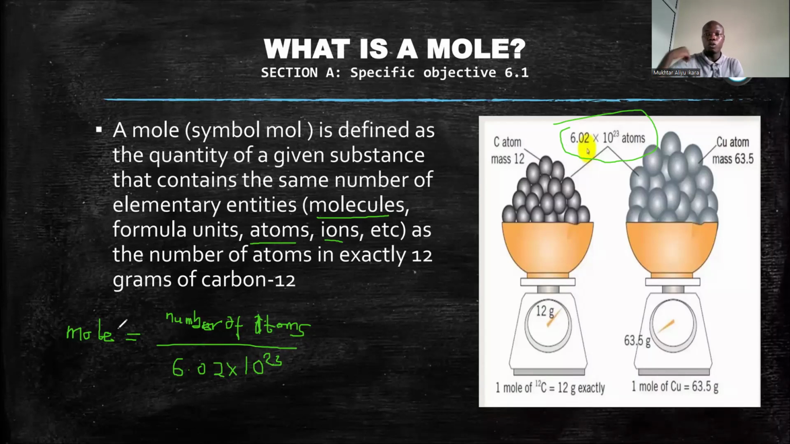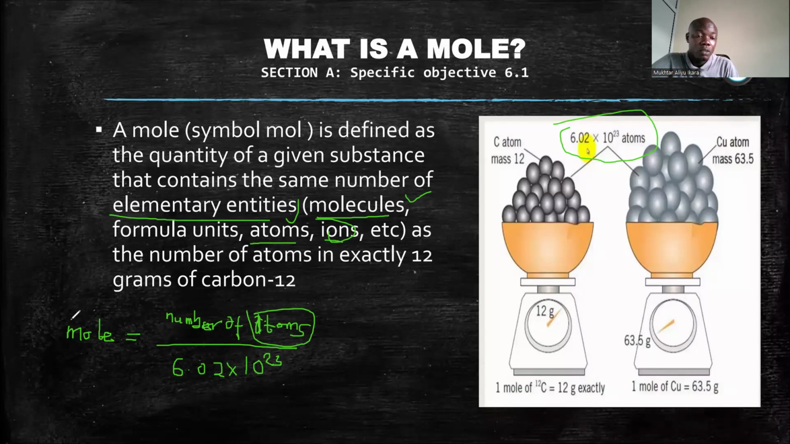So we can calculate mole with this. Mole is the number of atoms all over 6.02 times 10 raised to the power of 23. It might not always be number of atoms. As I said, it can be any elementary entities. It can be number of molecules, number of atoms, number of ions, or number of particles. So that is another formula for mole.